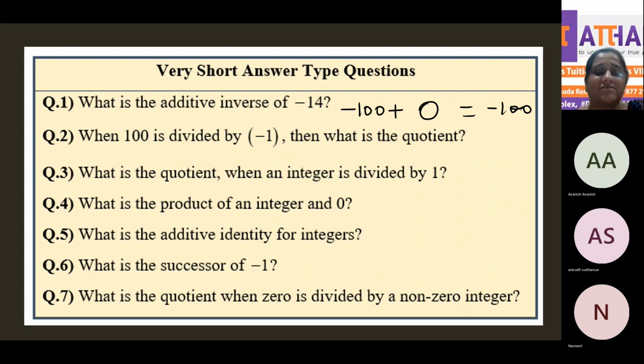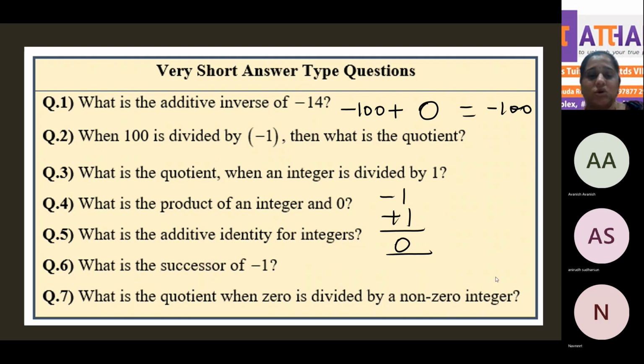Next one. What is the successor of minus 1? 0. Because how do we find the successor? You must add 1. If you want to find the successor, you must add 1. If you want to find the predecessor, you should subtract 1. So the successor of minus 1: if you want the successor, always add 1. If you want the predecessor, subtract 1. So add 1. What is minus 1 plus 1? 0. So 0 is the successor of minus 1.